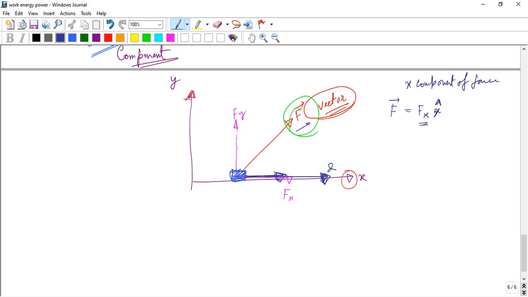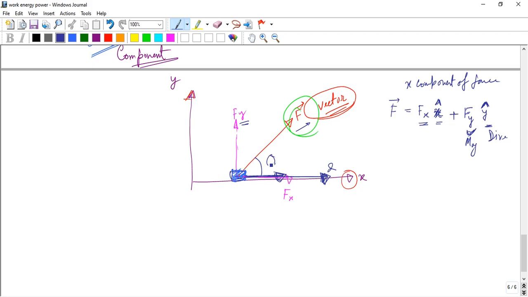So that is the x component, with the direction of x, plus the y part of force. That means the component of force in the y direction, Fy, is the magnitude of force in the y part, and the direction is y cap. This represents a hat or cap. That is the direction, and that is the magnitude, a numeric value.